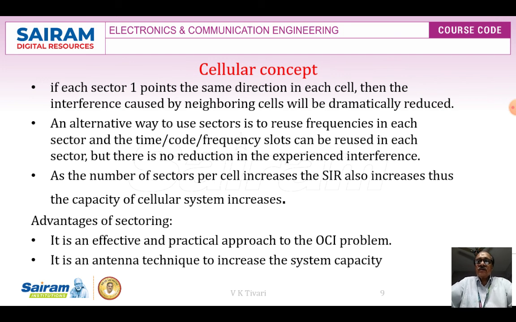In the cellular concept, if each sector points in the same direction in each cell, then the interference caused by neighboring cells will be dramatically reduced. An alternative way to use sectors is to reuse frequency in each sector, and the time, code and frequency slot can be reused in each sector, but there is no reduction in the experienced interference. As the number of sectors per cell increases, the SIR also increases. Thus, the capacity of the cellular system increases. Definitely, the advantage of sectoring is that it is an effective tactical approach to the interference problem. It is an antenna technique to increase the system capacity.